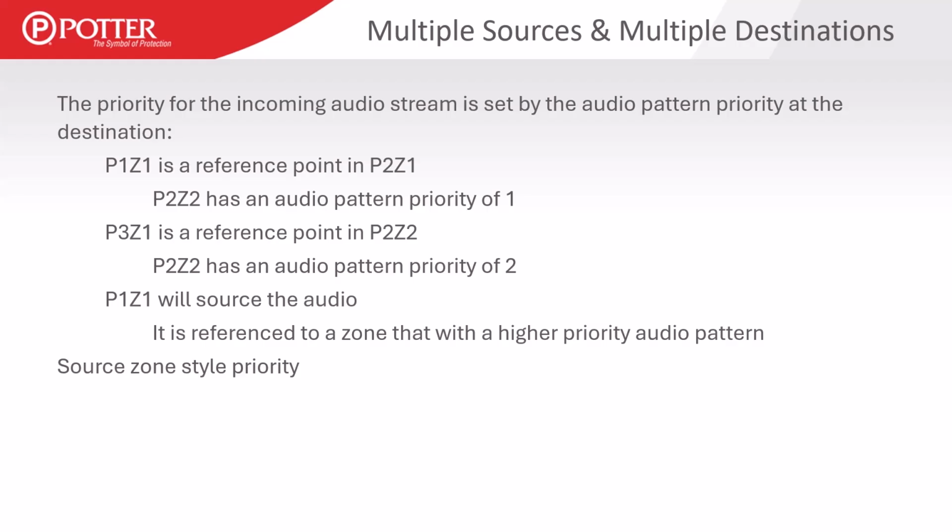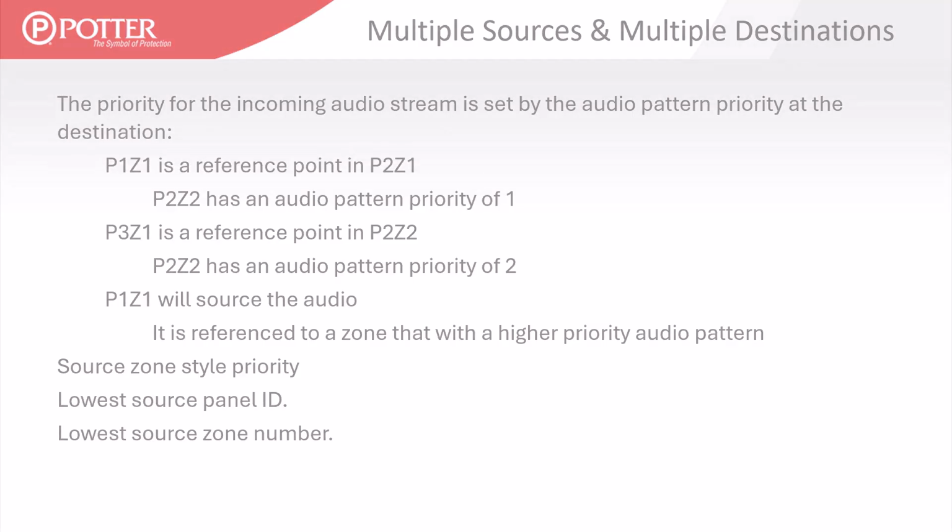Priority is then determined by the source zone style. If the above priorities are equal, the source with the lowest panel ID is chosen. If still tied, the source with the lowest zone number is selected.